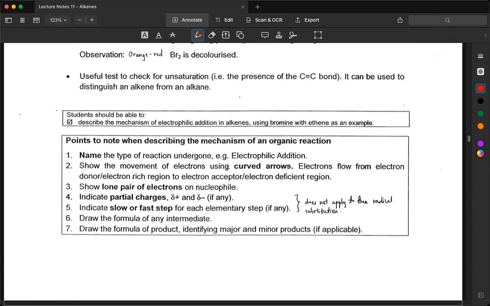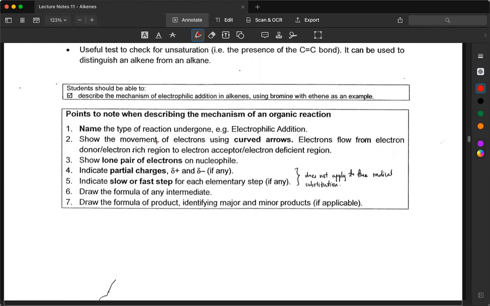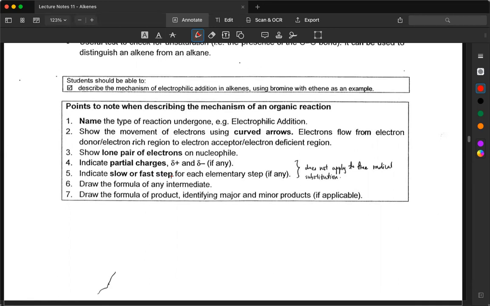Now, let's go through the points to take note when you describe mechanism. First of all, you will be asked to name. So for example, we are going to talk about electrophilic addition. Secondly, we show the movement of electrons using curved arrow. Please remember that. So electrons will flow from electron rich or electron donor to electron acceptor or electron deficient region. And we have to show the lone pair of electrons on the nucleophile and indicate partial charges, indicate slow or fast step for each elementary step, draw the formula of any intermediate, and draw the formula of the product, identifying both the major and the minor products. Okay?